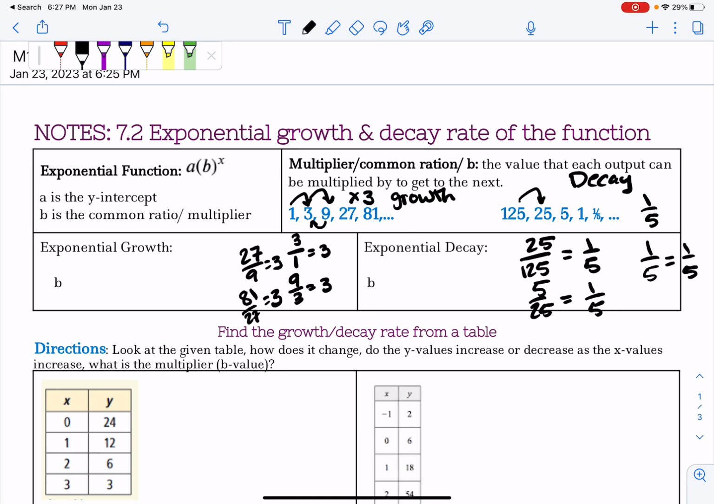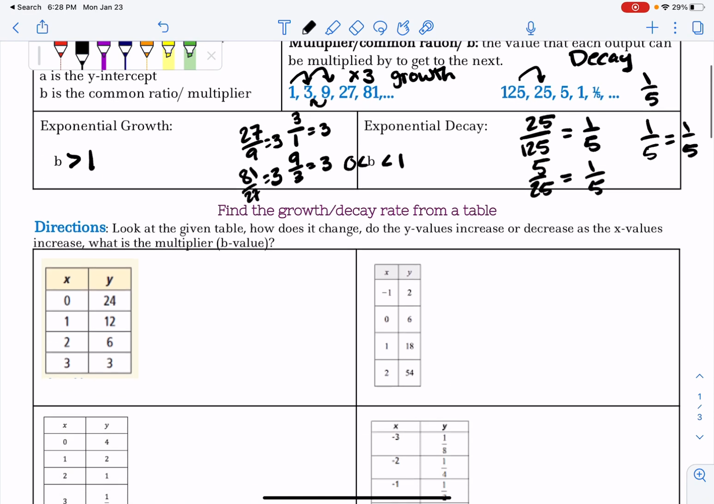So what is exponential growth? It's a b value that is greater than 1, and this is going to represent a pattern that is growing over time. Exponential decay is a b value that's less than 1, but greater than 0, and this is going to show a pattern that is shrinking over time or getting smaller.